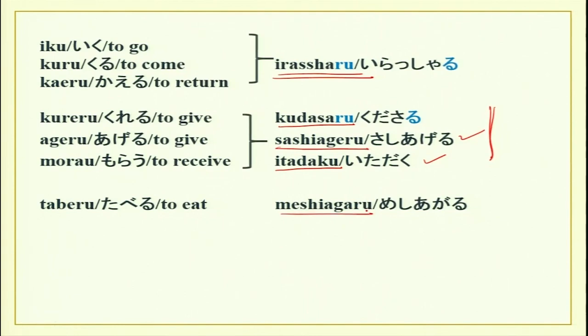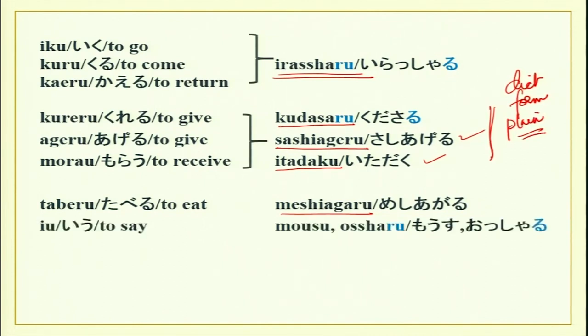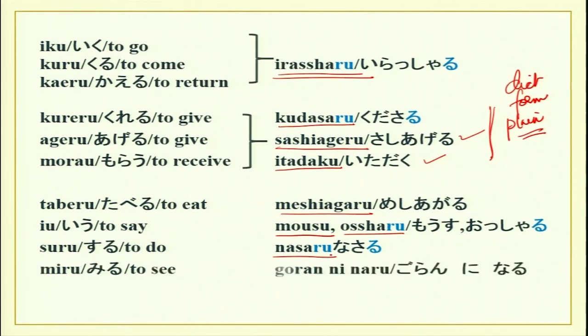Meshiagaru, this is all in dictionary form or plain form as it is called, jishoke, and there are more verbs over here. You is mosu, watashi wa Mira to moshimasu, or osharu, which means to tell or to speak. Sensei ga osshaimashita. Then we have suru, and the polite for suru is nasaru. Miru is goran ni naru. Of course, we have not done any sentence so far, and I am going to cover these two later.